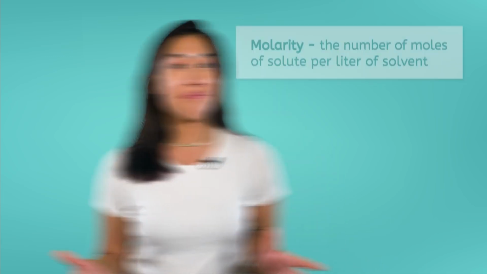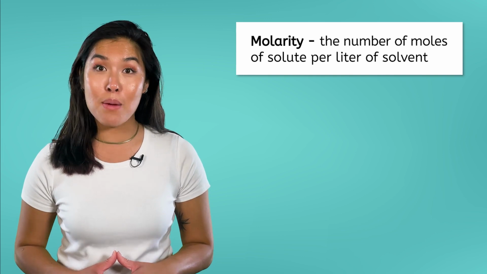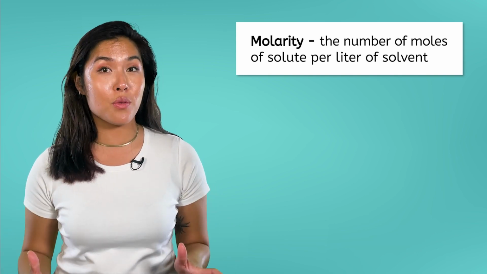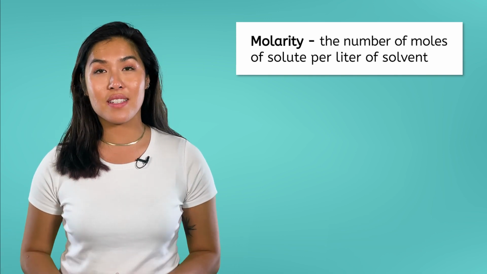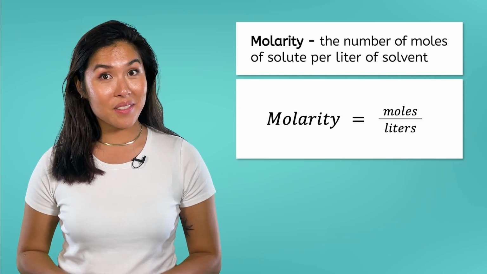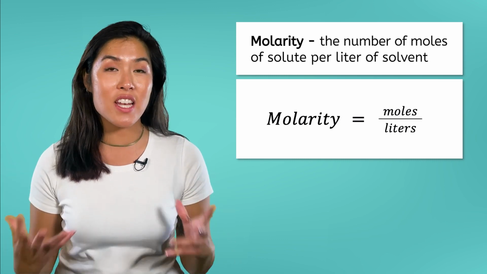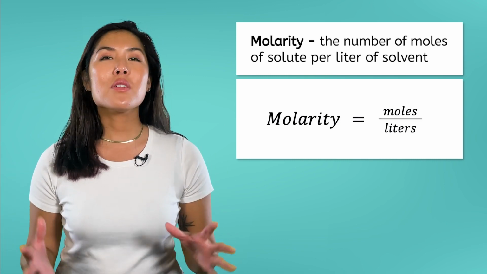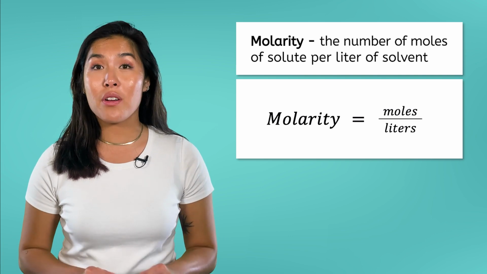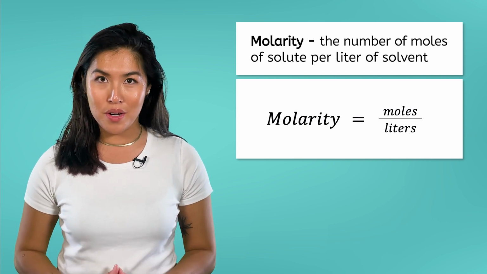There are a few different ways to measure the concentration of a solution. But the most common way, and the one we will be using, is called molarity. Molarity is defined as the number of moles of solute per liter of solvent, or moles per liter. The higher the molarity, the higher the concentration of the solution. Similar to density, the units for molarity are very important.